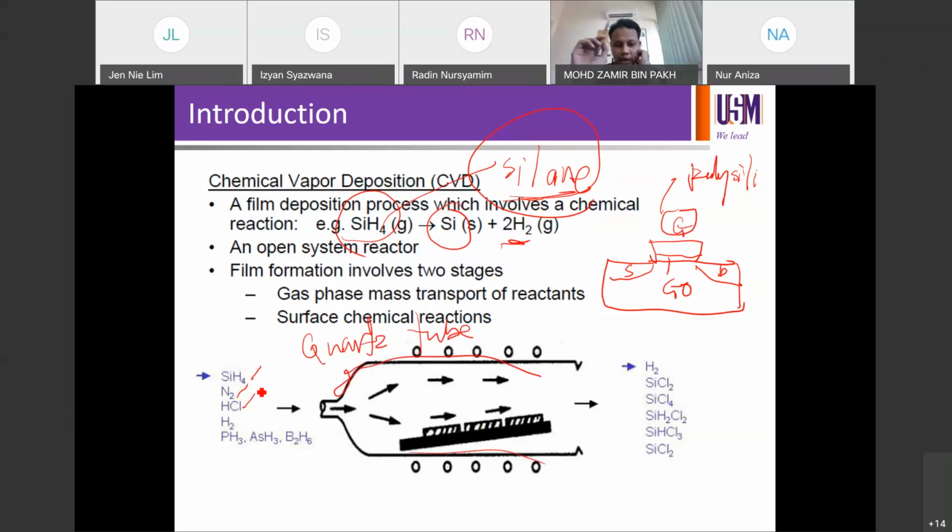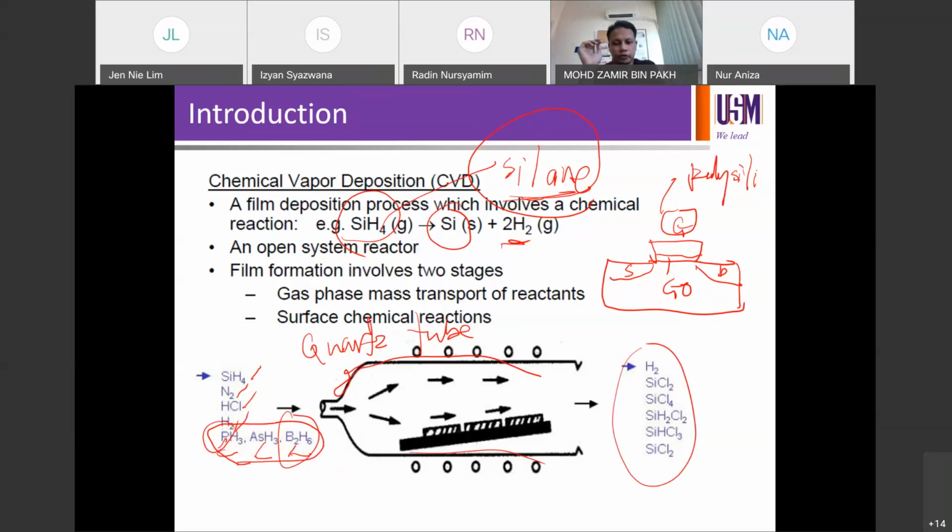You can use HCl as well. You can use hydrogen. You can use phosphine, arsine, diborane for doping. These are all dopants: for phosphorus, for arsenic, for boron. Typically we use diborane gas for boron and phosphine for phosphorus. Okay, so these are all the gases and byproducts of the process.